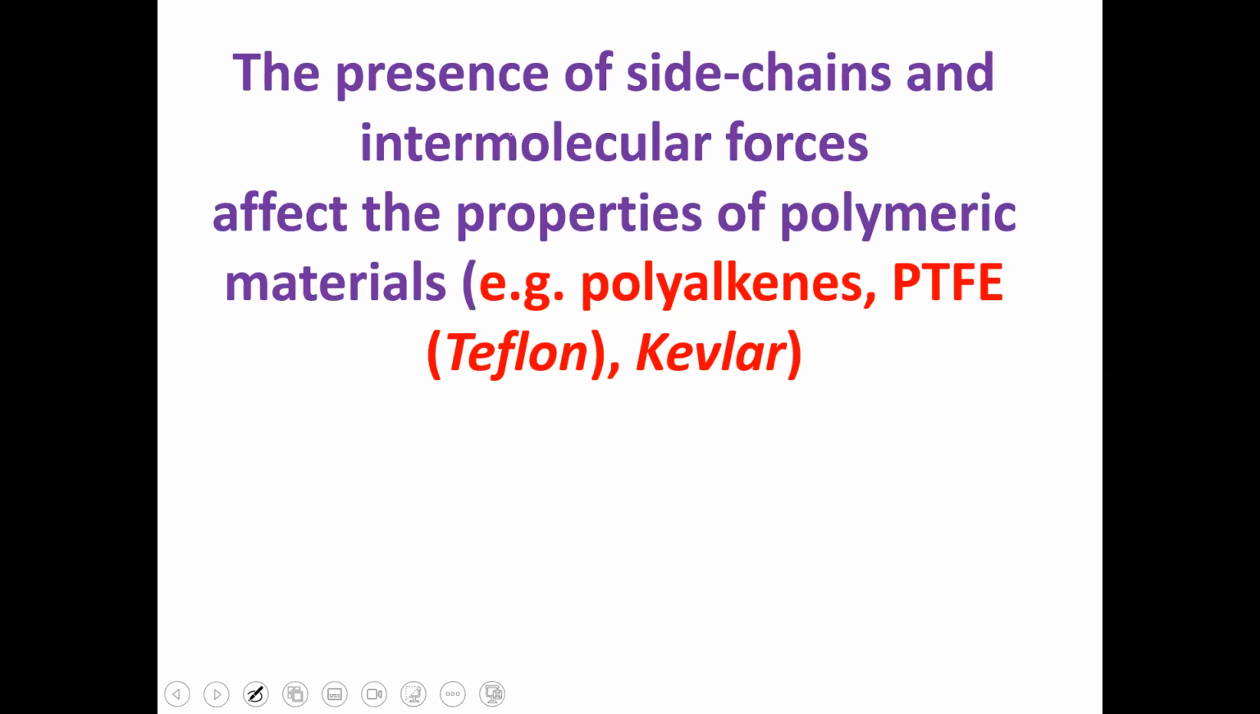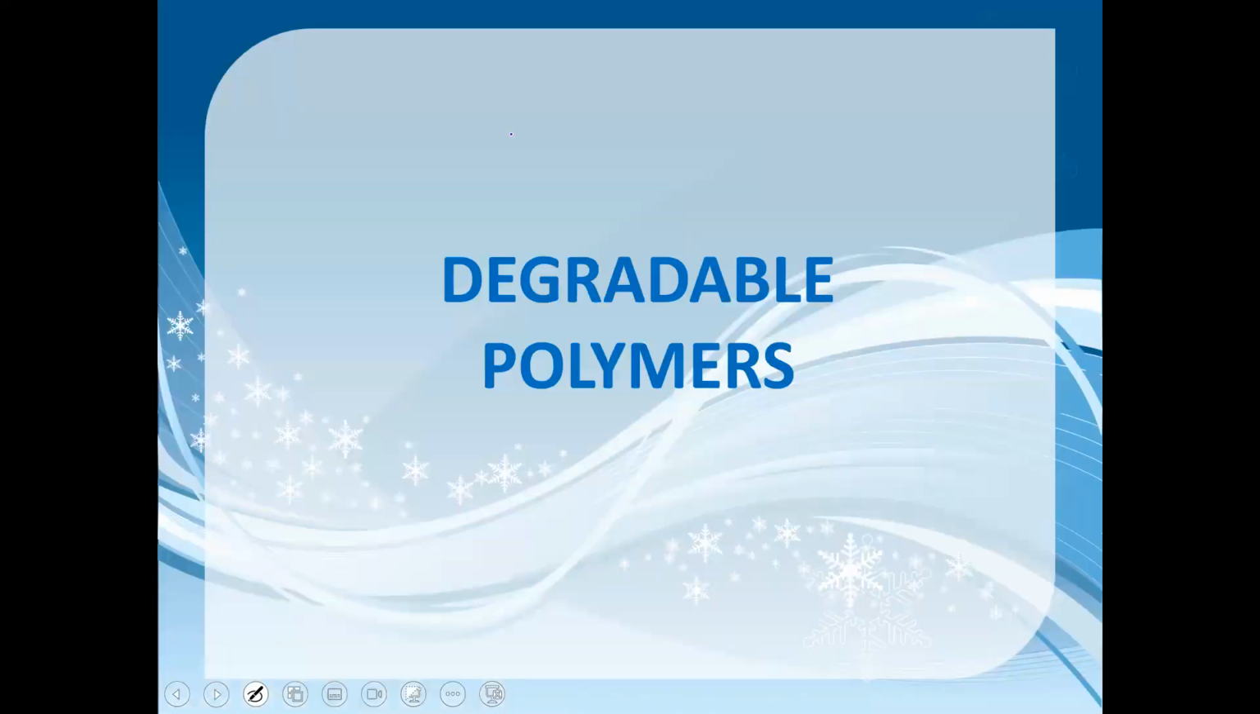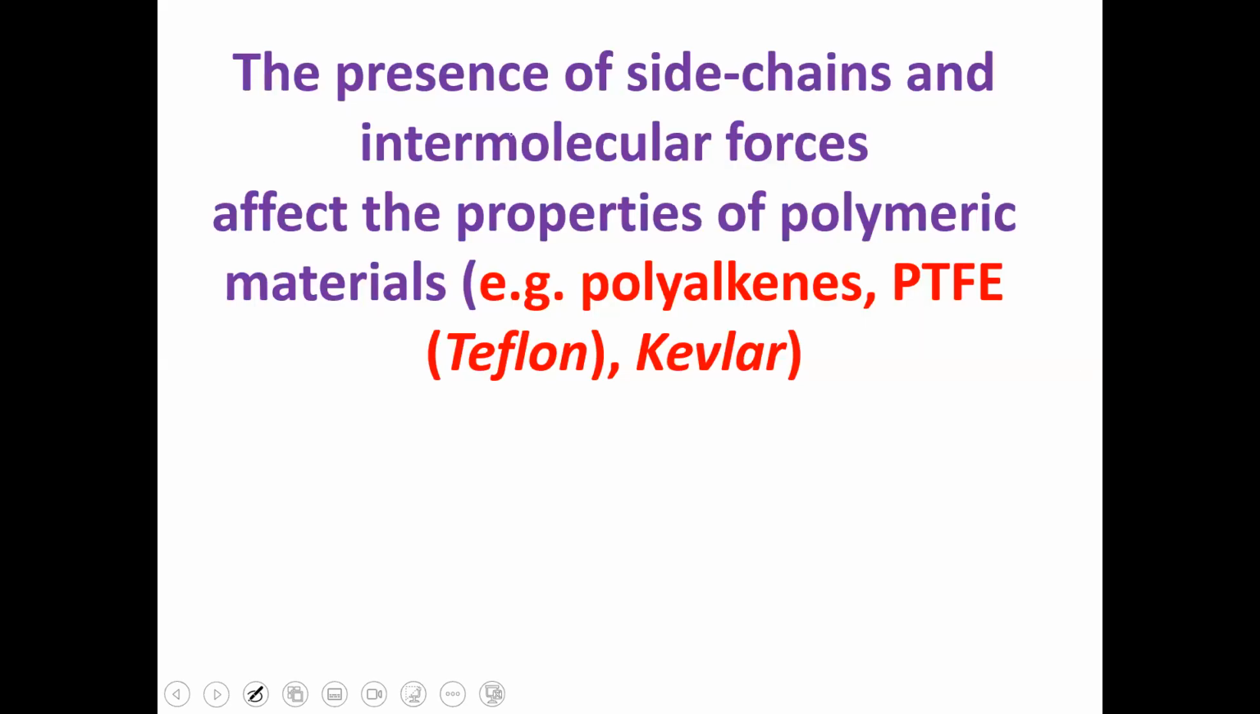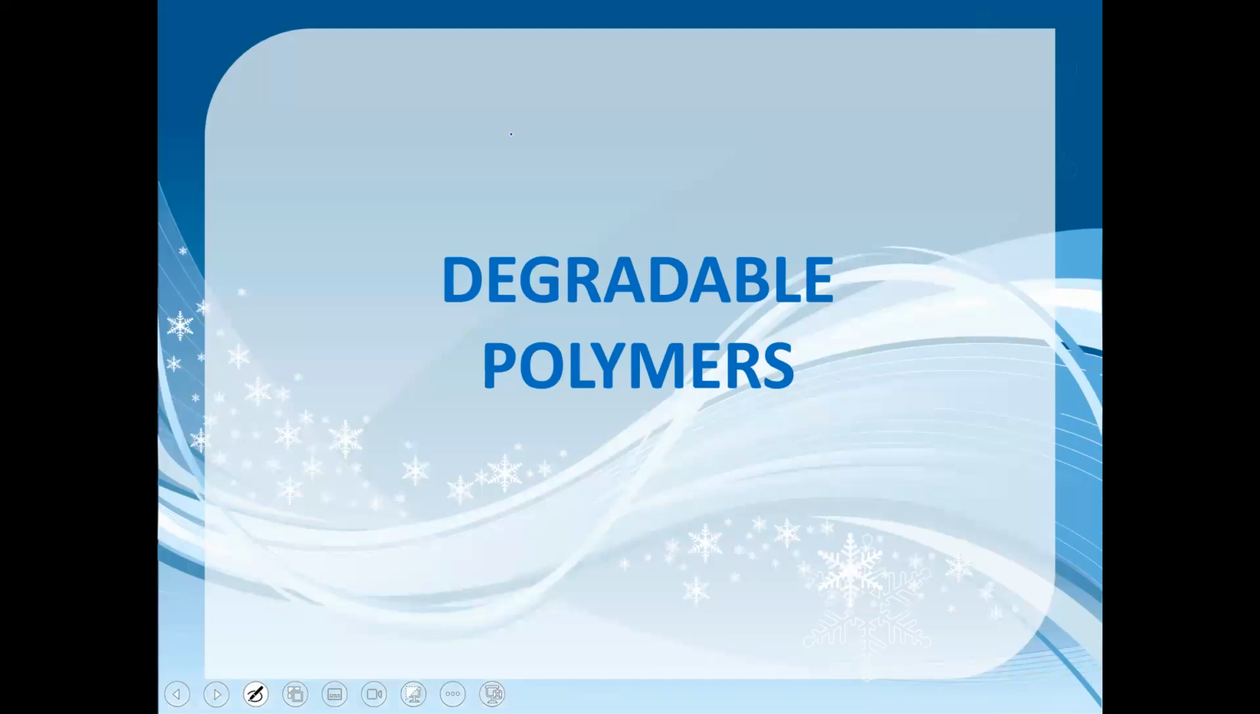The presence of side chains and intermolecular forces affect the properties of polymeric materials like polyalkanes, PTFE, Teflon, Kevlar. These are famous polymers, and these are capable of changing the properties. Now, give a heading, degradable polymers.